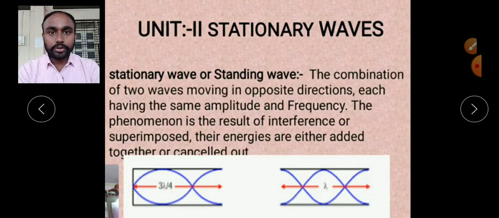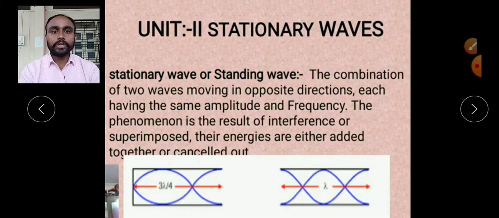Not necessarily is the resultant wave always enhanced in all respects. Sometimes the resultant wave is enhanced in one of the properties, or the energy can be added together, or sometimes the energy can get cancelled out. That means energy can be maximized or enhanced, or we can have a decrement in the energy, depending upon how the two waves moving in opposite directions are superimposing and getting combined with each other.